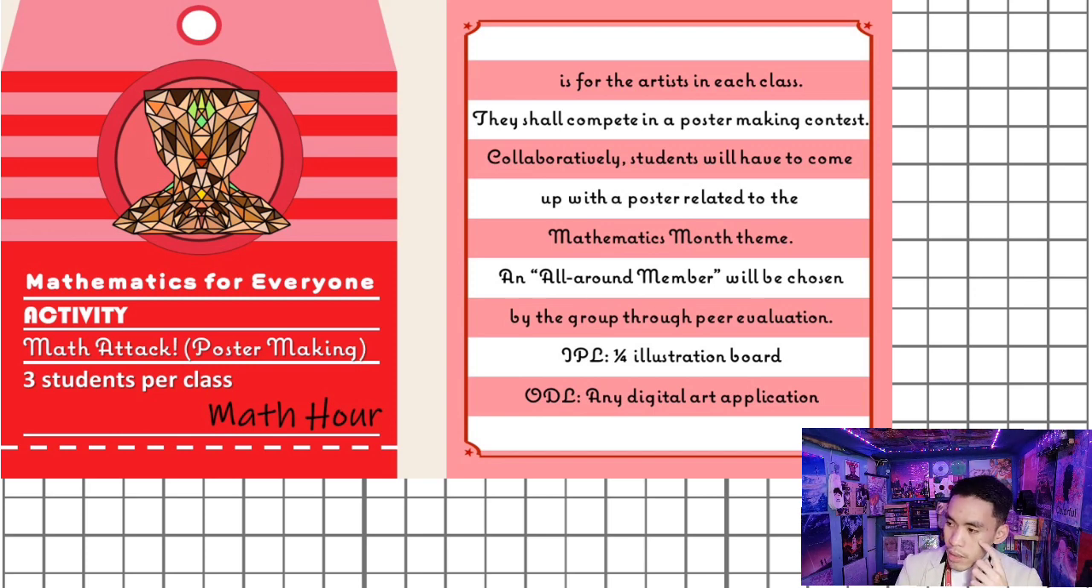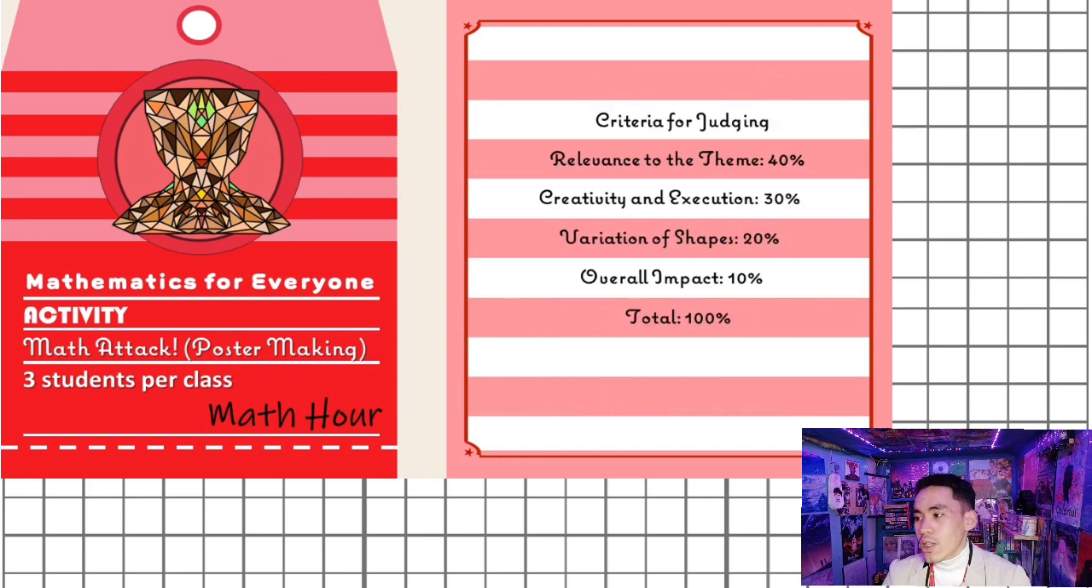Okay, and again, of course, there's a criteria for this. Relevance to the team, that's 40%. Creativity and execution, 30%. And in particular, we would like to make use of geometric shapes as much as possible to showcase the creativity of not just the concept of the theme, but also concepts in math in particular. So we have variation of shapes that will be 20% and overall impact that is 10%. A total of 100. Same case as earlier.